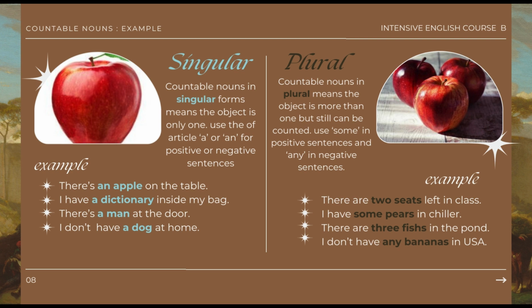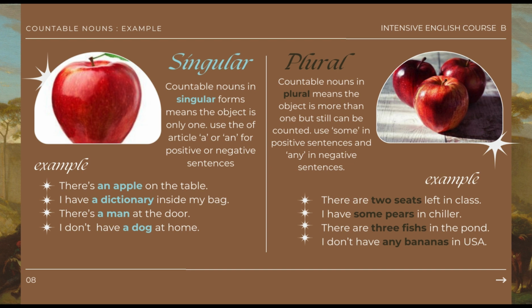Let's see the example. The first one is: there are 2 seats left in the class. From the sentence, we know that there are 2 seats left in the class. Which one is the object? The seat. And can we count the object? Yes, because it has a physical form. There are 2 seats left, and because of that, the sentence is using the plural form of the countable nouns.